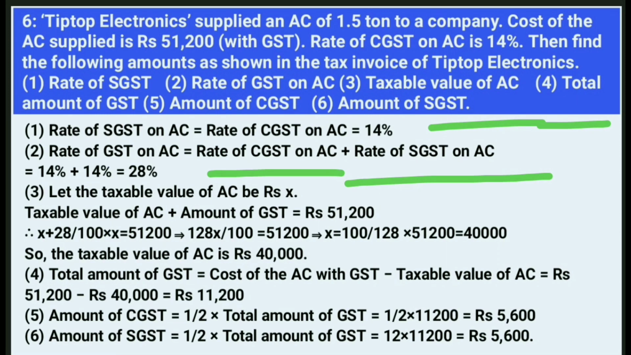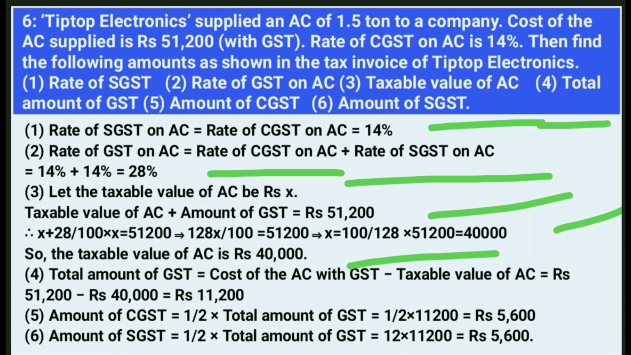Taxable value of AC plus amount of GST is 51200. Therefore X plus 28 upon 100x is equal to 51200. So 128x upon 100 is equal to 51200. Therefore x is equal to 100 divided by 128 into 51200, that equals to 40,000. So the taxable value of AC is rupees 40,000.